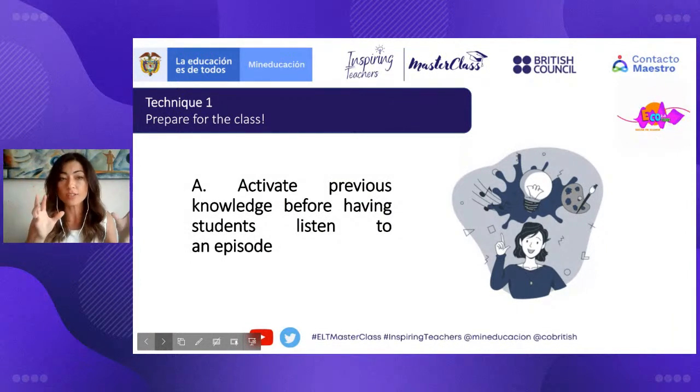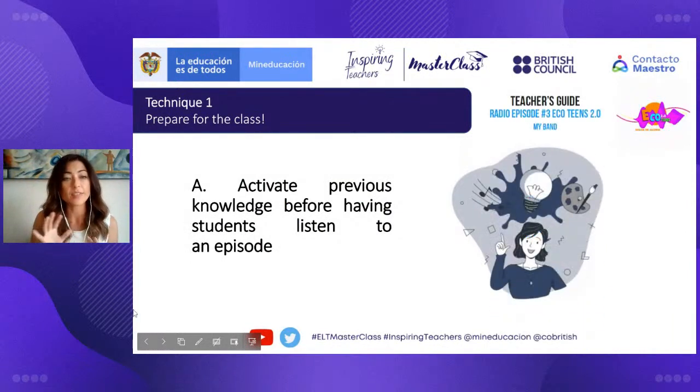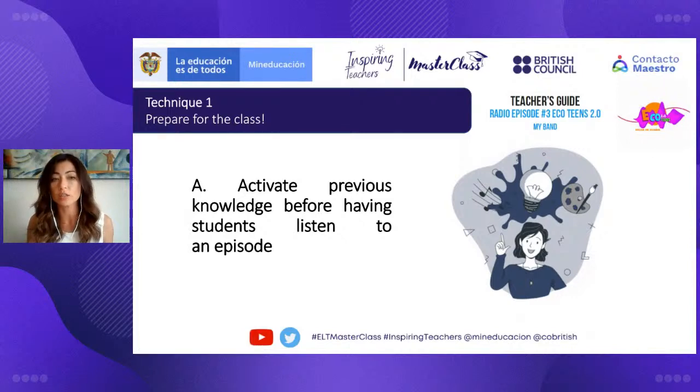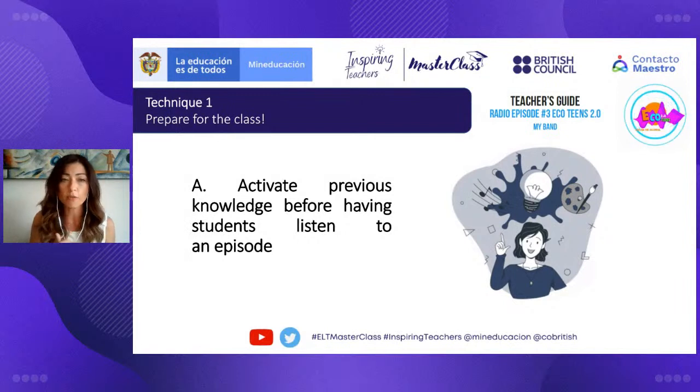First, we're going to focus on the teacher's perspective, and then we're going to explore how students can also prepare for class. In this section, we need to activate previous knowledge before having students listen to an episode, right? These types of activities, I think you are all familiar with, are the things that we do before we actually listen to any type of audio. We need to activate that previous knowledge that the students have. These ideas can be found in the teacher's guide, right?